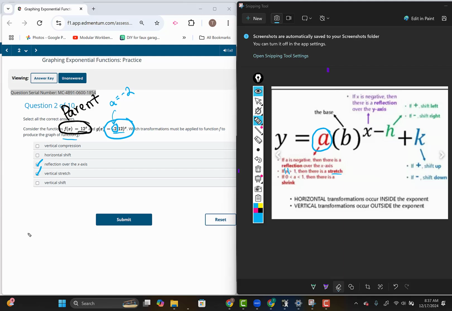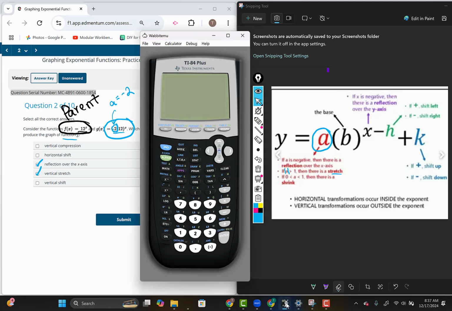I strongly encourage on a post-test or an EOS test, plug this into your calculator. So let's get a graphing calculator out. You can find these online for free all over the place. Just search graphing calculator. We're going to type in the parent function, graph it, take a look at it.